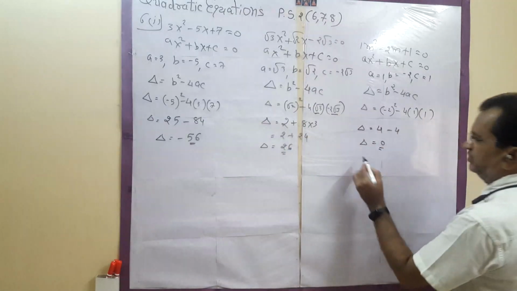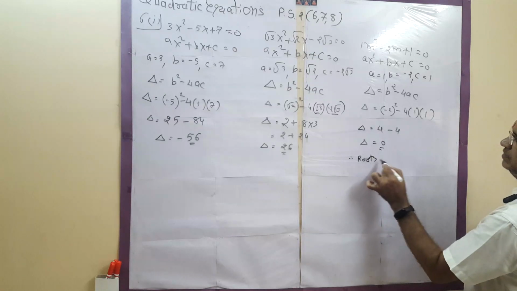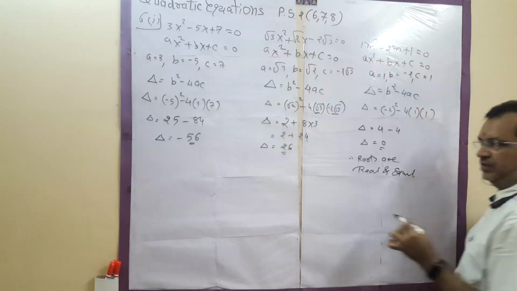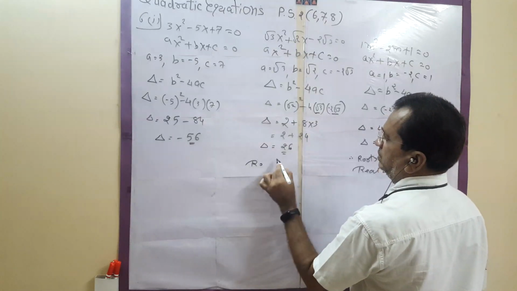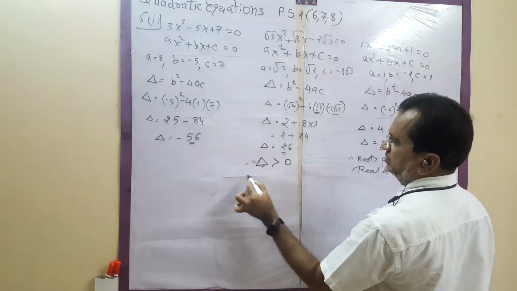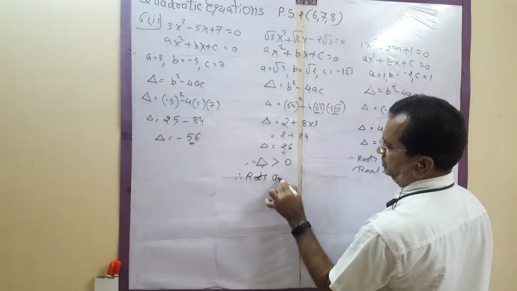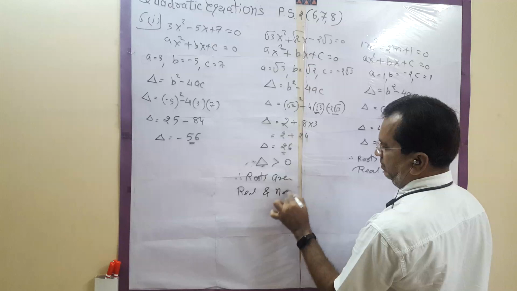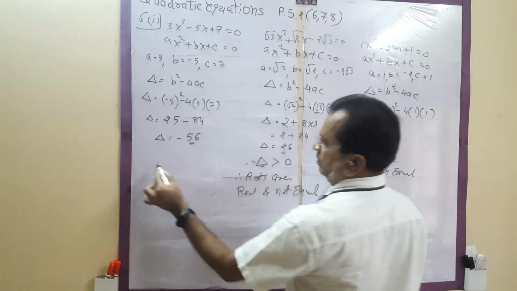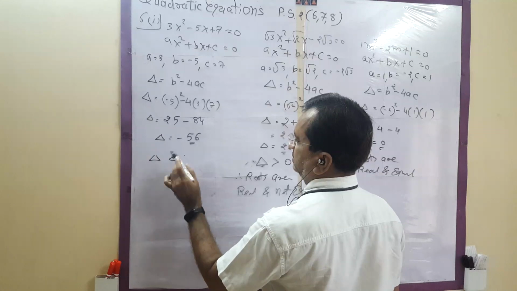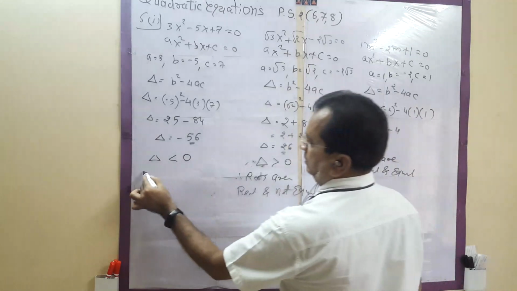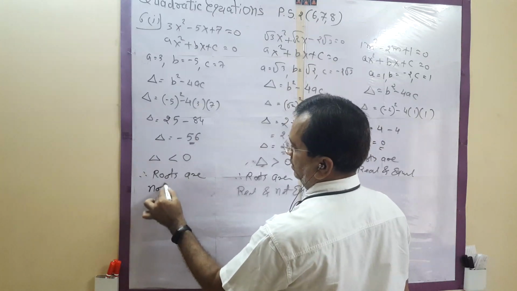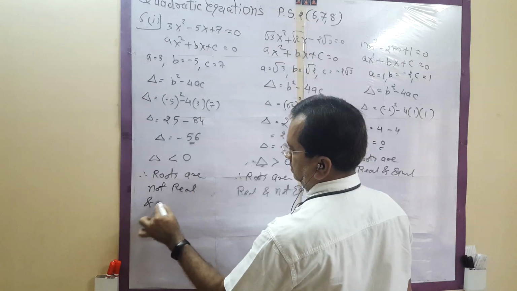So when it is exactly 0, therefore roots are real and equal. Delta is greater than 0, therefore roots are real and not equal. Delta is less than 0, therefore roots are not real, not equal.